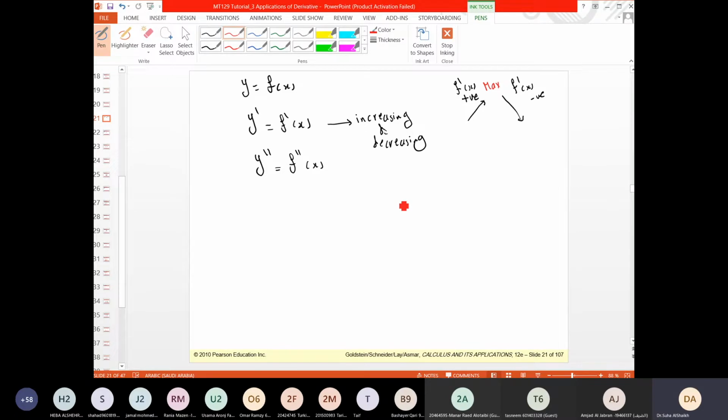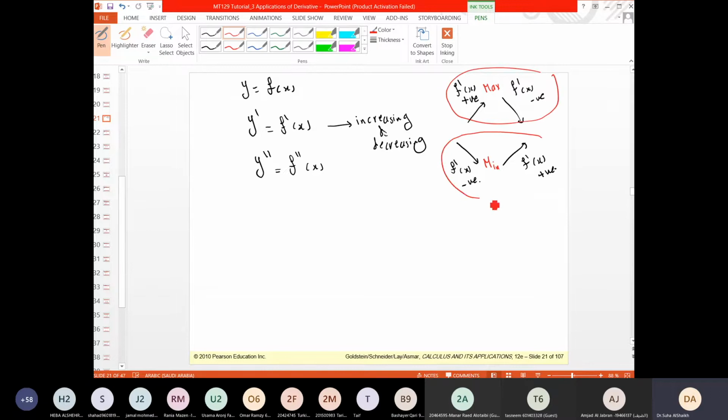We say we have a local or relative maximum point. If the f dash changes from being negative, meaning it was negative at the beginning, so it is decreasing, and it changed to be positive, then I say that I have a minimum point. You remember this? So we study the sign of f dash of x to know if I have a minimum, maximum, to know if I have increasing, decreasing in my curve.